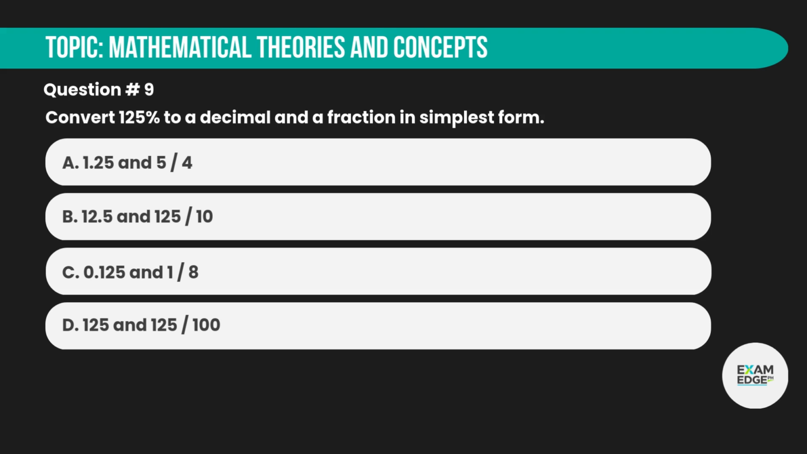Question number 9. Convert 125% to a decimal and a fraction in simplest form. A. 1.25 and 5 over 4. B. 12.5 and 125 over 10. C. 0.125 and 1 over 8. D. 125 and 125 over 100. Correct answer. A. 1.25 and 5 over 4.